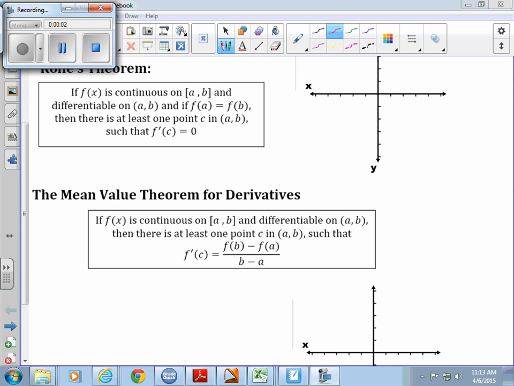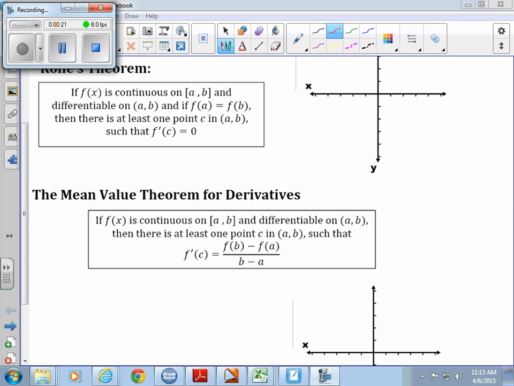Theorems. We're going to learn Rolle's theorem and the mean value theorem. They are very, very important. You will need to memorize them. You'll need to know them word for word and know what they mean word for word. So that's what we're going to do: work on these two theorems today.